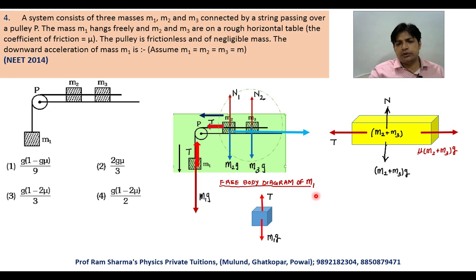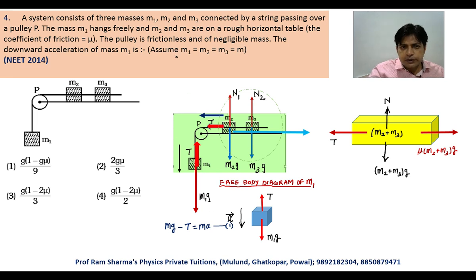So now we write down the equation of motion here. We know that this block is going downwards. This is the direction of acceleration for this block, right? So it's obvious that m1g is greater than T. So unbalanced force will be m1g minus T, and we know that unbalanced force equals ma. So this is the equation, m1g minus T equals m1a.